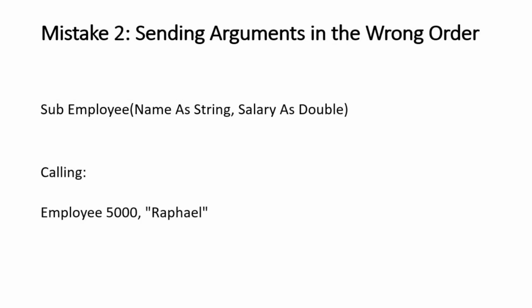Number 2, sending arguments in the wrong order. For example, you might say Sub (employeeName as String, salary as Double). But when you are calling it, you would say employee name is 5,000 and salary as Raphael. This puts the salary where the name should be and the name where the salary should be. The order in which you write your arguments matters. Number 3, forgetting the required arguments. If a procedure expects 2 arguments, you must provide both unless you've designed optional parameters.